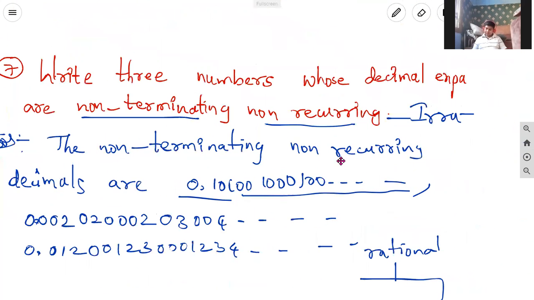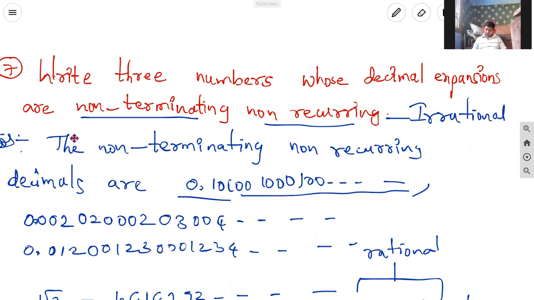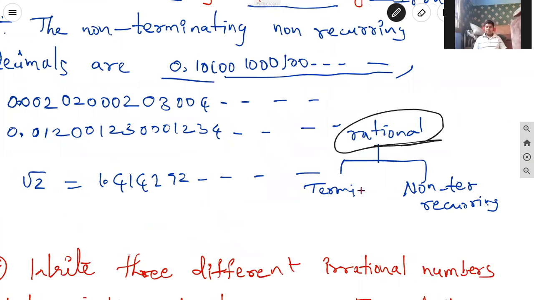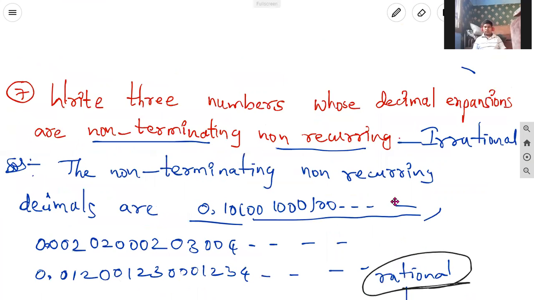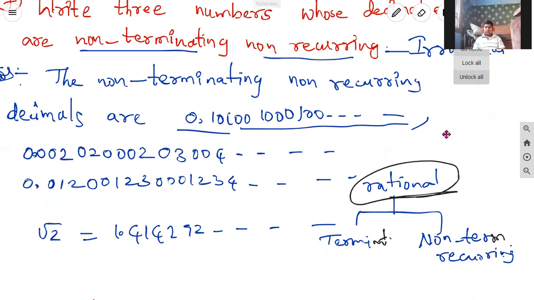Seventh one, write 3 numbers whose decimal expansions are non-terminating, non-recurring. When it is non-terminating and recurring, that is related to the rational number. The rational numbers are of two types. One is terminating, another one is non-terminating recurring decimals. Which are non-terminating, non-recurring decimal expansions, simply it is irrational. Irrational means not repeated.